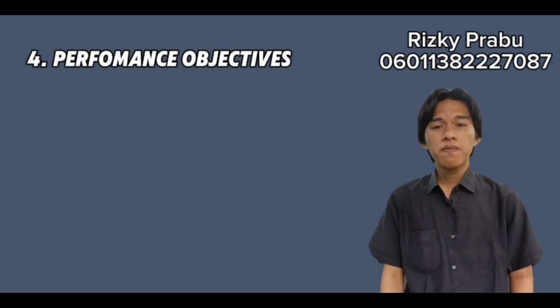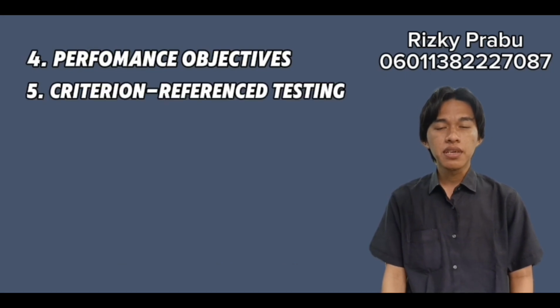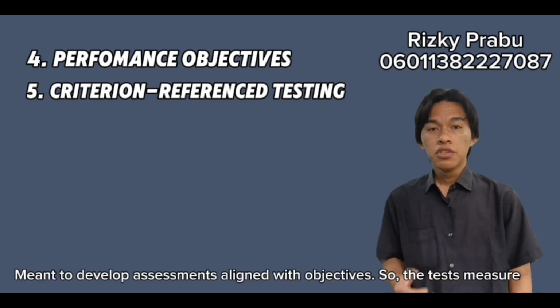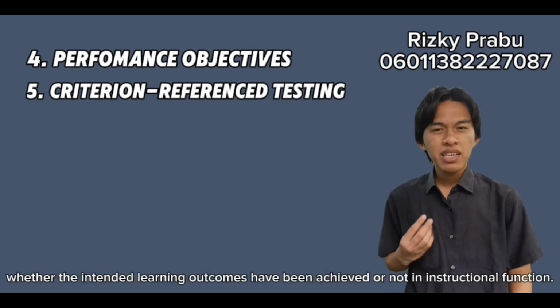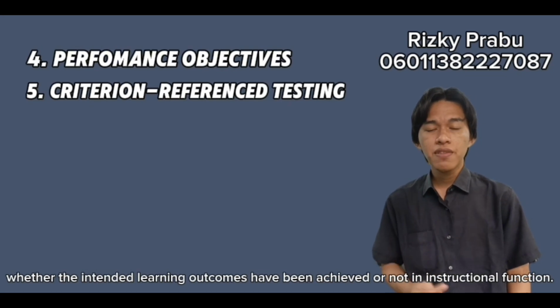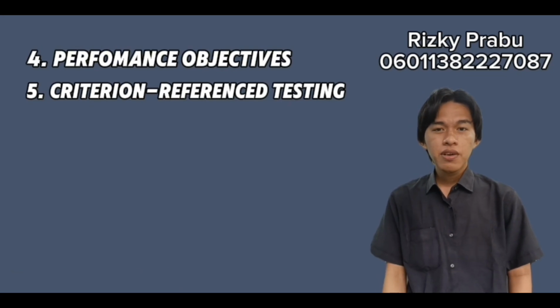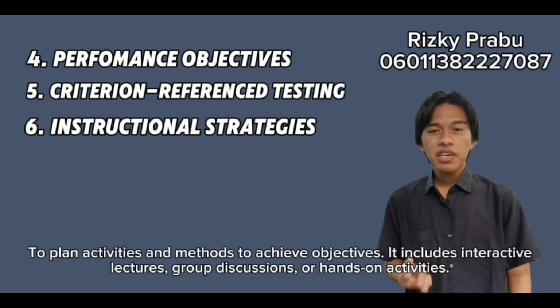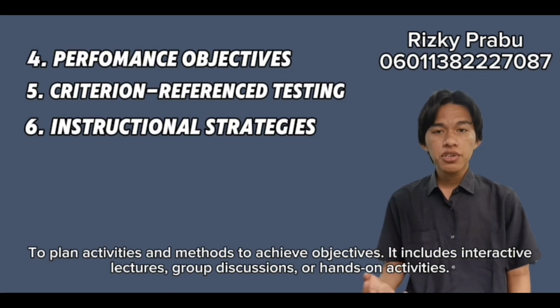Number 5, we have criterion-referenced testing. This means to develop assessments aligned with objectives. So, the test measures whether the intended learning outcomes have been achieved or not in instructional functions. Number 6, we have instructional strategies. Like the name itself, it is to plan activities and methods to achieve objectives. It also includes interactive lectures, group discussions, or hands-on activities.